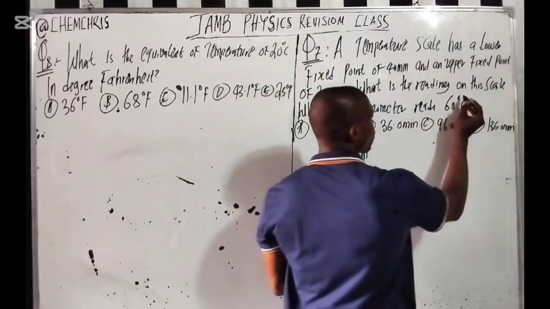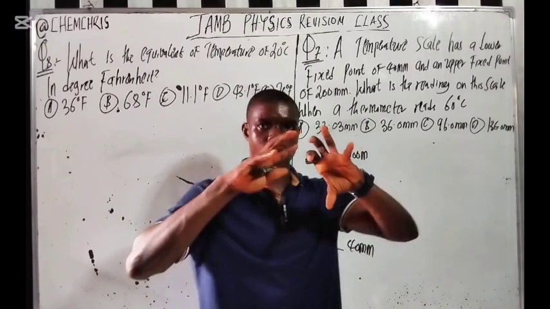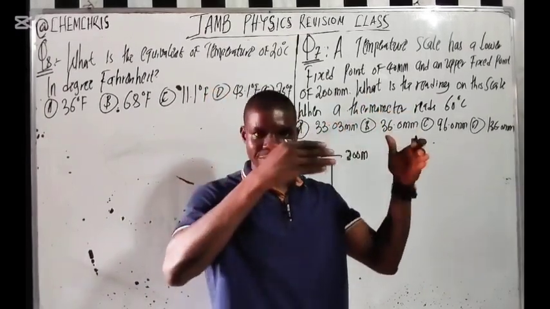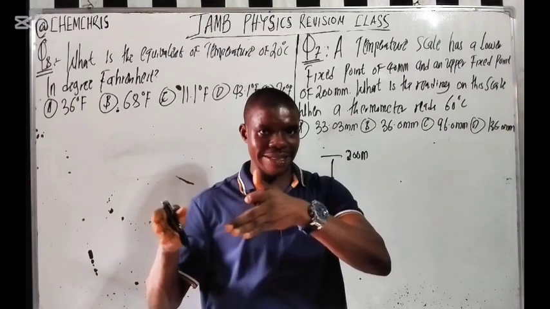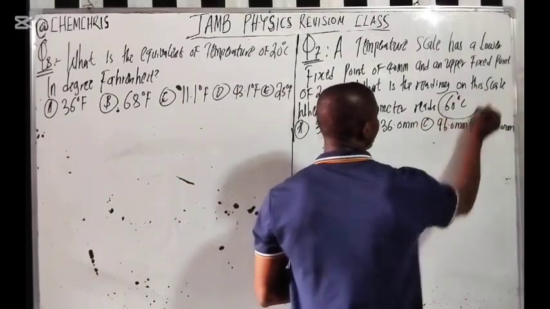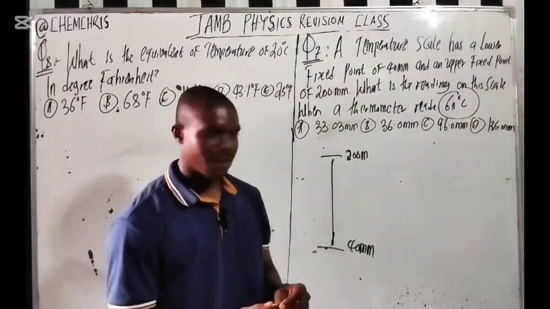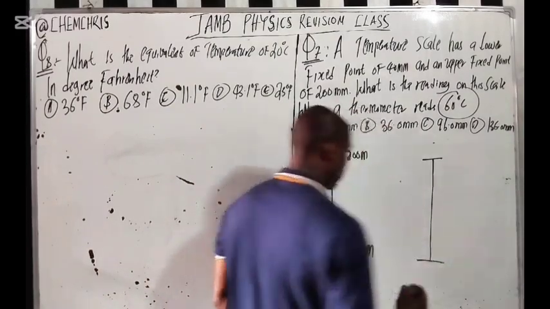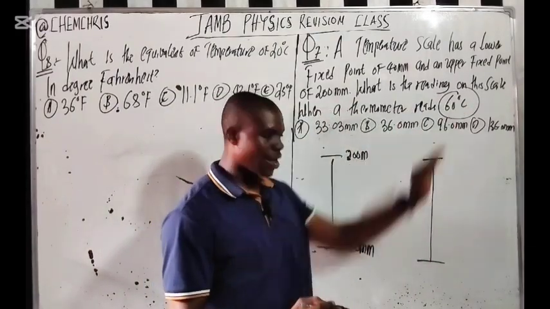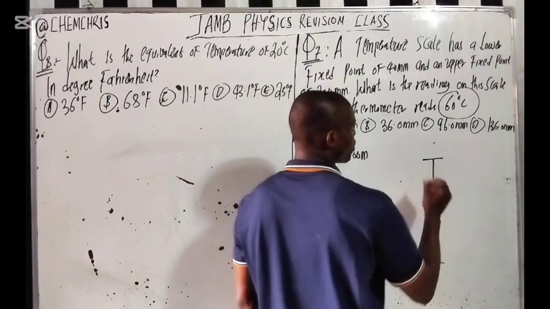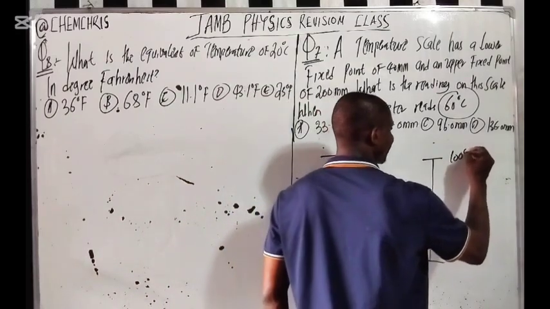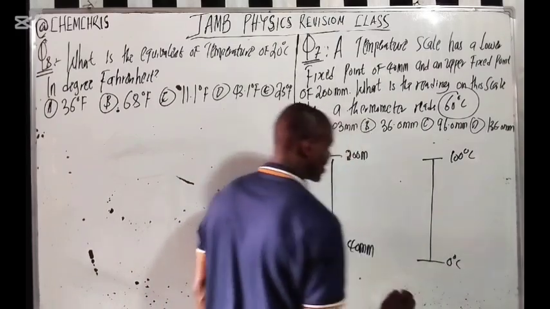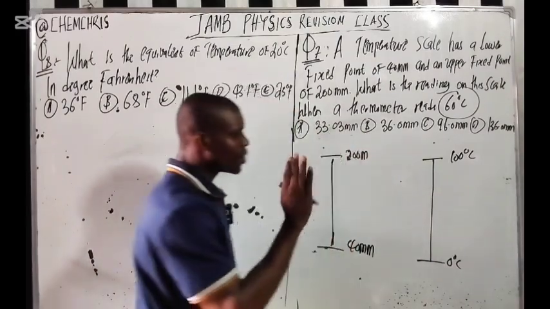Now, they gave us one of the temperature scales. Remember, temperature can be measured on the Kelvin scale, Celsius scale, or Fahrenheit scale. They gave us the Celsius scale. Remember, in the Celsius scale, we have the upper fixed point and the lower fixed point. The upper fixed point of the Celsius scale is 100 degrees centigrade, while the lower fixed point is 0 degrees centigrade. Now look at what they're asking you here.